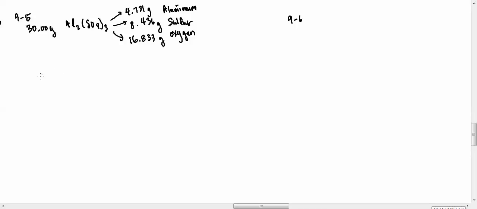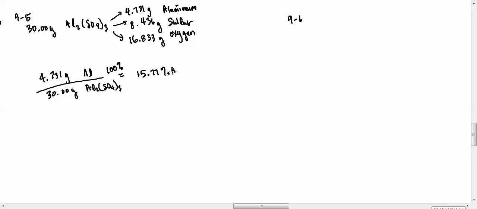So in this case, this is actually pretty straightforward. It's 4.731 grams of aluminum, that's what we're talking about, for every 30.00 grams of aluminum sulfate, Al2(SO4)3. And that's going to give me 0.1577, but of course I want to multiply that by 100% because I'm going with the percentage version of that. So it's 15.77% aluminum.